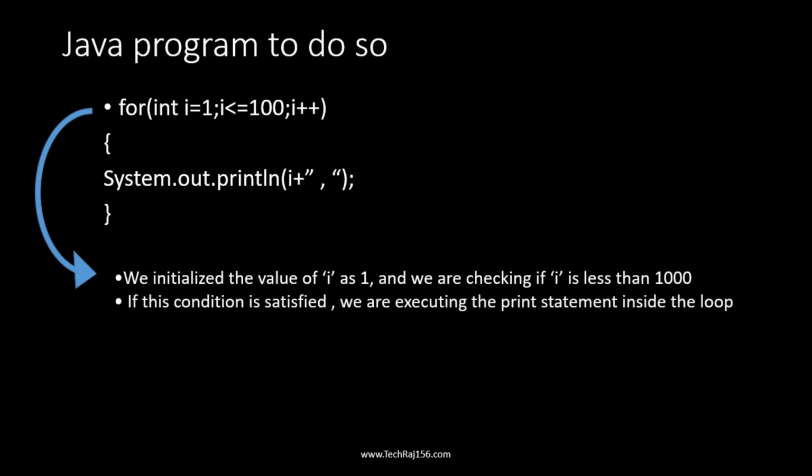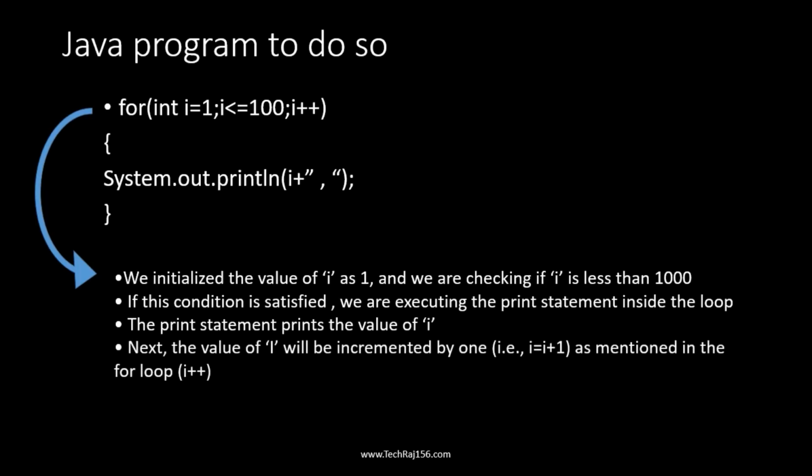Next, if this condition is satisfied, if i is less than or equal to 1000, we are executing the print statement inside the loop. System.out.println is the basic print statement which we use in Java, and inside it we are printing the number i. So the print statement prints the value of i. Next, the value of i will be incremented by 1, that is i equal to i plus 1. We indicate this by i plus plus, after the second semicolon. i plus plus is nothing but i equal to i plus 1, another form of writing it.